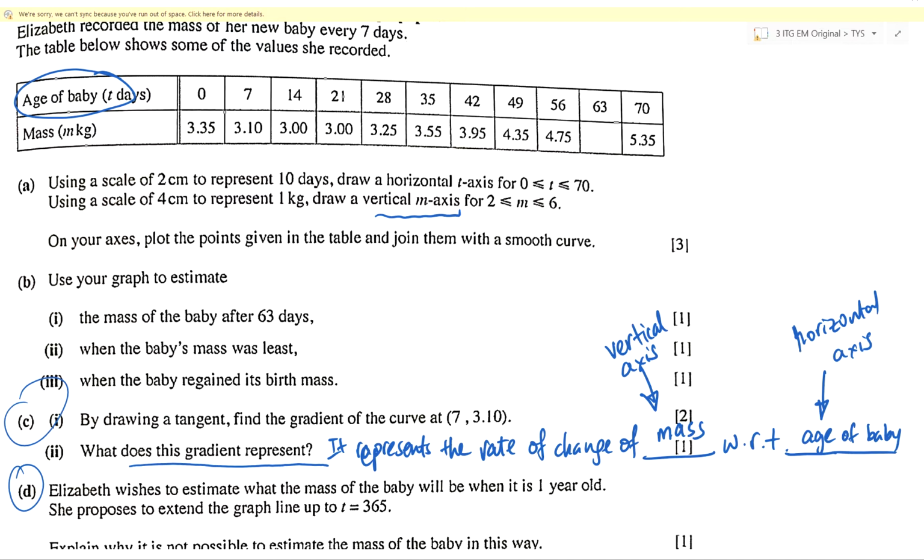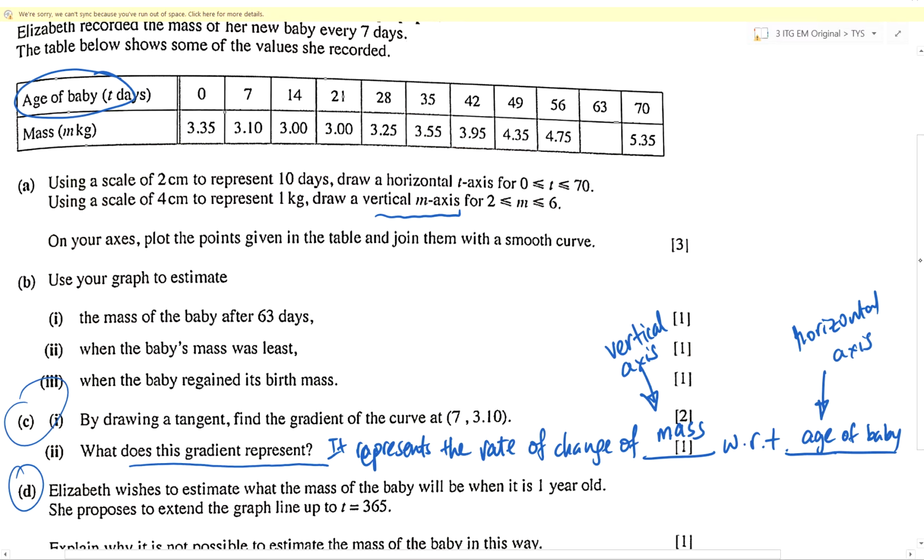Now sometimes depending on the context of the question, you may have to adjust your phrasing a little so that it makes sense. Another case will be if you are given a distance time graph, and they ask you what does the gradient represent? You can say it represents the rate of change of distance with respect to time. Alternatively, you can say it represents speed. So you have to understand what your graph is about.